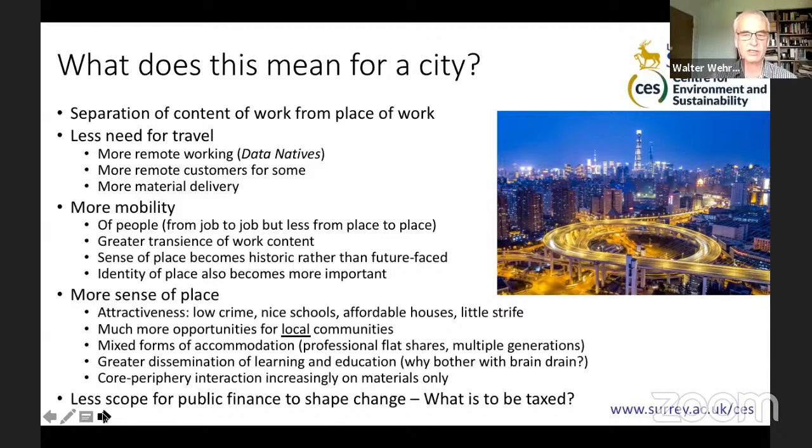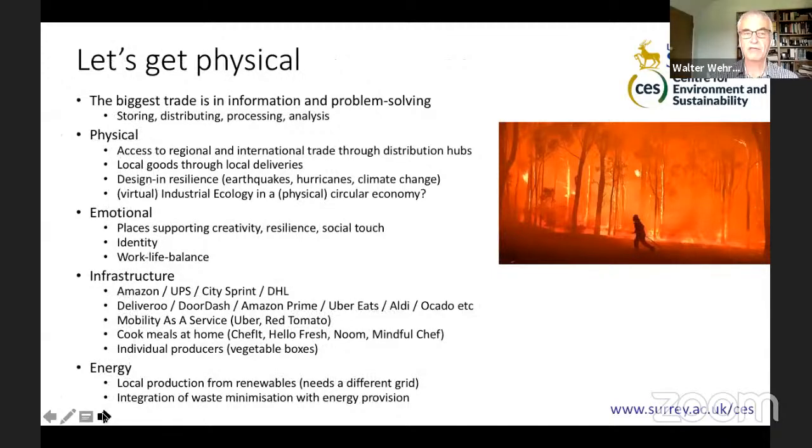It is the material exchange between the supporting rural context and the urban context. Therefore the biggest trade economically is information and problem solving. The biggest trade physically is the materials and supporting for those things. And therefore, from a transport perspective, it is about access to regional and international trade through distribution hubs, local goods through local deliveries, and then designing in the physical provisions for resilience.